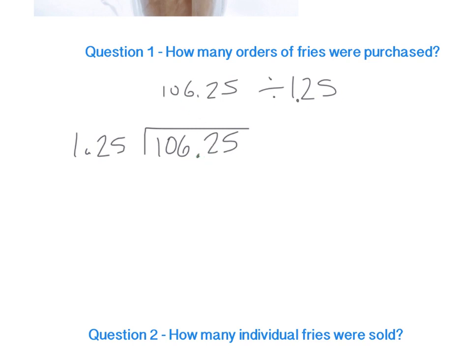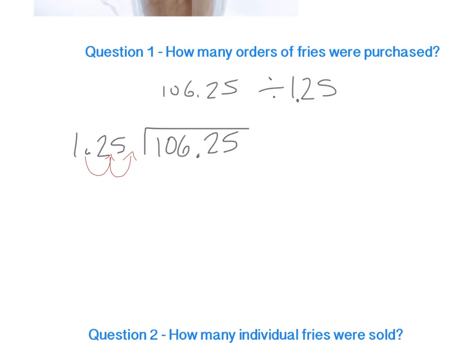The problem with the problem is that the divisor here has a decimal, and we remember that the divisor can't have a decimal. So what we need to do is get rid of that decimal, but again, we can't just go in and erase it. We're going to move that decimal to the right enough times to get rid of it. If I move it to the right once, it's still there. If I move it one more time, now we have a whole number of 125. So that's what we want.